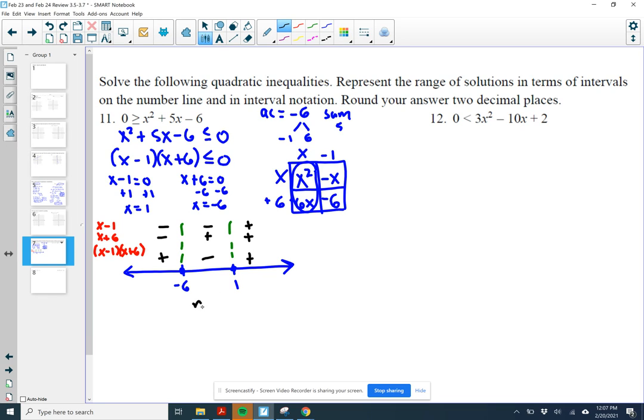What I needed was the negative because I need the less than or equal to 0. So I need the negative. I'm looking for these guys. So my solution is going to be everything between negative 6 and positive 1, including the negative 6 and the positive 1, right? So with interval notation, it will look like that, and that is our solution. Okay, example number 2, moving on.